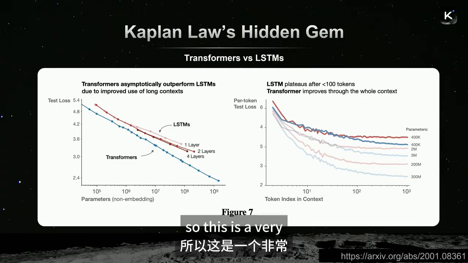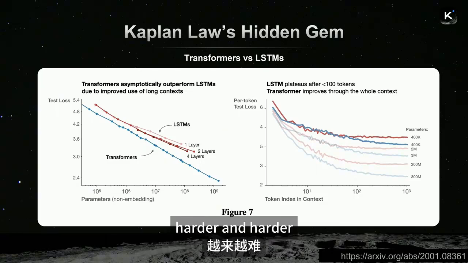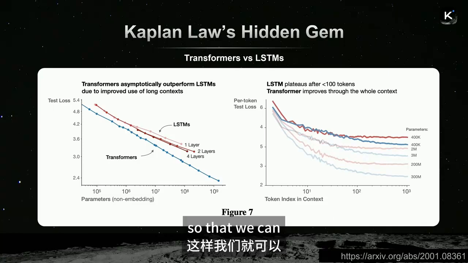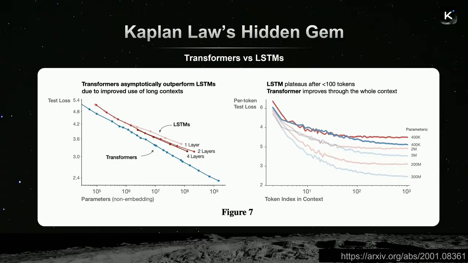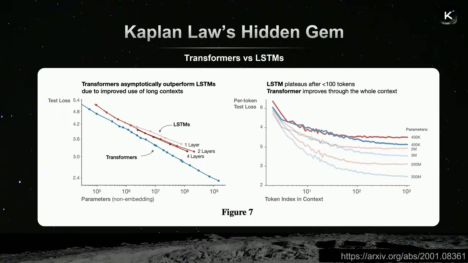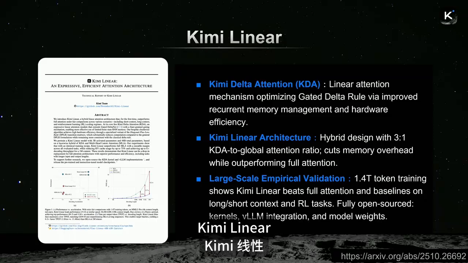So this is a very much needed capability in the era of agents, because tasks are becoming harder and harder, and we need longer and longer context. So the research idea here is to develop a better architecture so that we can efficiently scale to a longer context length and at the same time achieve a lower per token loss at larger token indices. And this is the motivation for which we introduce this new architecture called Kimi Linear.